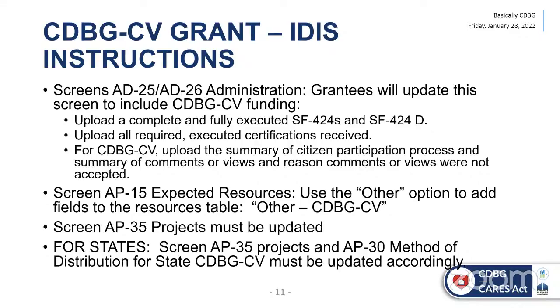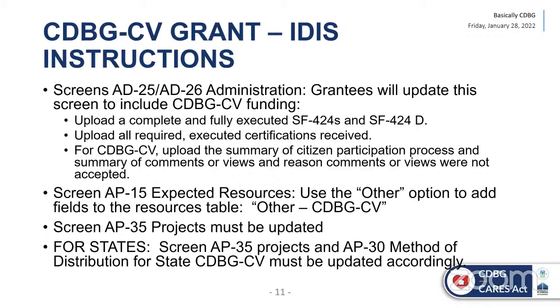That would have been, first of all, the AD 25 or AD 26, depending on whether you were in a consolidated plan or an action plan that wasn't the first year. You would make sure that you had uploaded your executed SF 424 forms, all of your certifications, and also your citizen participation process and any comments that were received. And as a reminder, you were asked to amend the existing SF 424 forms and certifications. So you didn't just take away the old information and put in the new, but you actually appended the new information to the old and then uploaded that to the system.